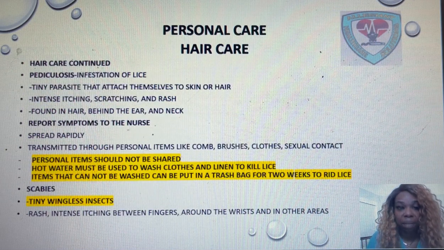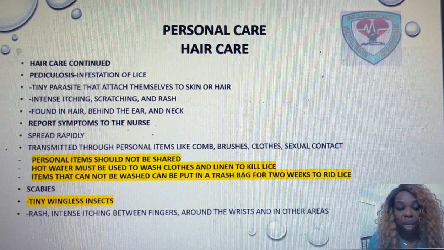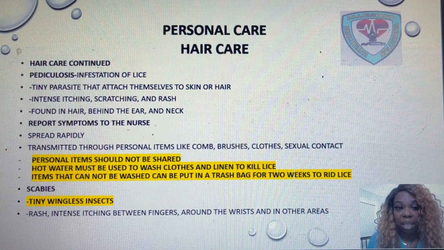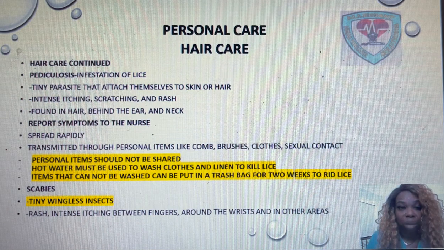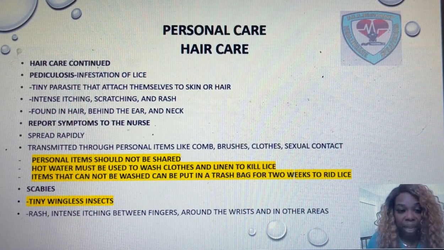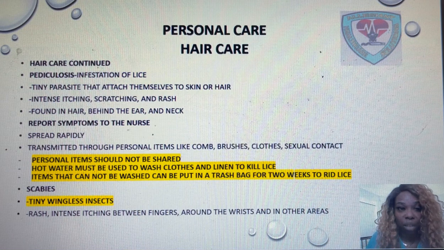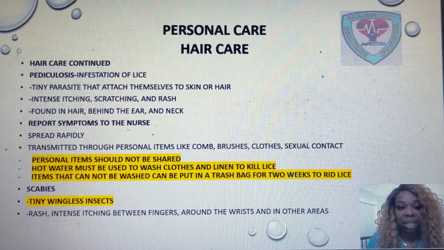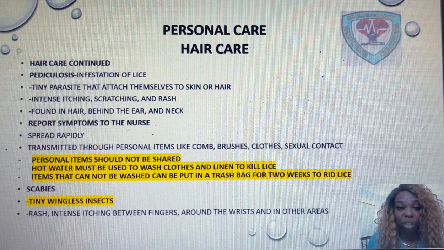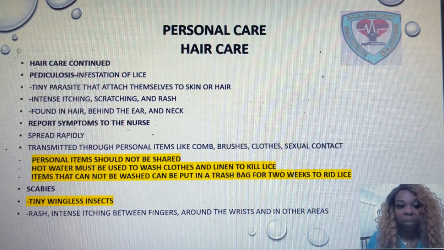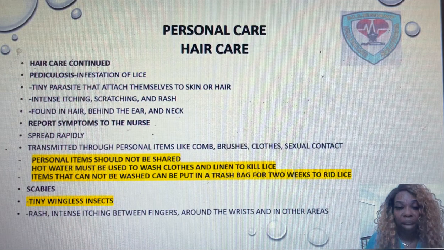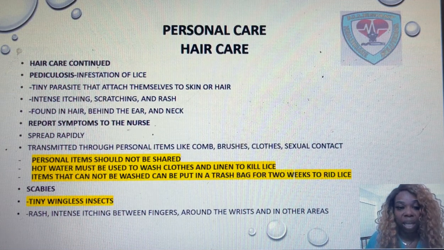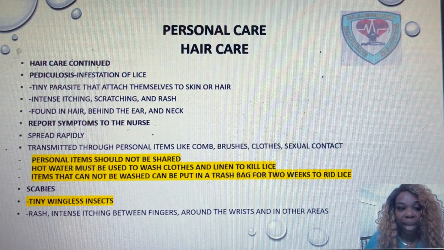Pediculosis is the medical terminology used for lice. Pediculosis means the infestation of lice. Lice are tiny parasites that attach themselves to the skin or to the hair, and they can cause the residents to experience intense itching, scratching, and a rash. They can be found in the hair, behind the ear, or on the neck. So you want to report any observations or any symptoms of lice to the nurse.